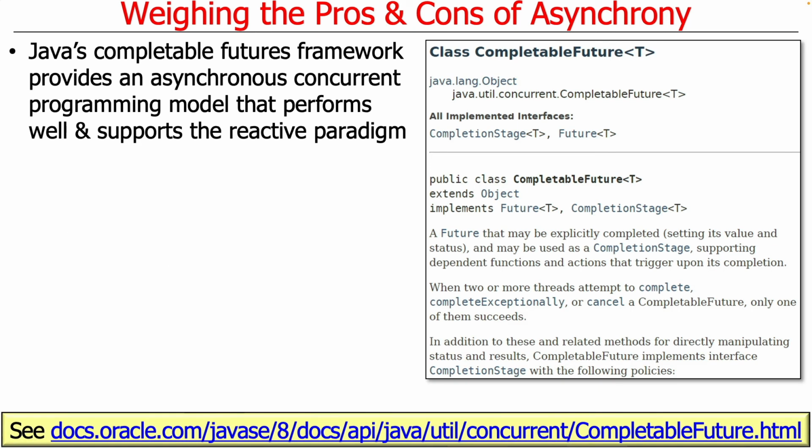So Java's Completable Futures framework is nice because it gives you asynchronous programming that performs well and supports the reactive paradigm. And one of the really cool things it does is it makes asynchronous programming look very similar to synchronous programming by using the fluent interface style, where you can chain together these dependent actions. And that's nice. You don't have to do all kinds of crazy things with callbacks, for example.